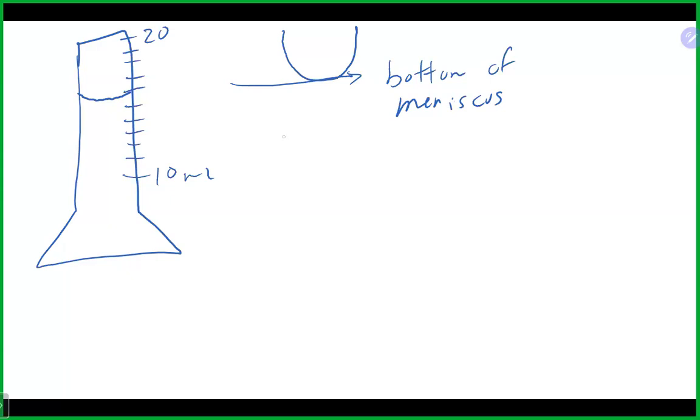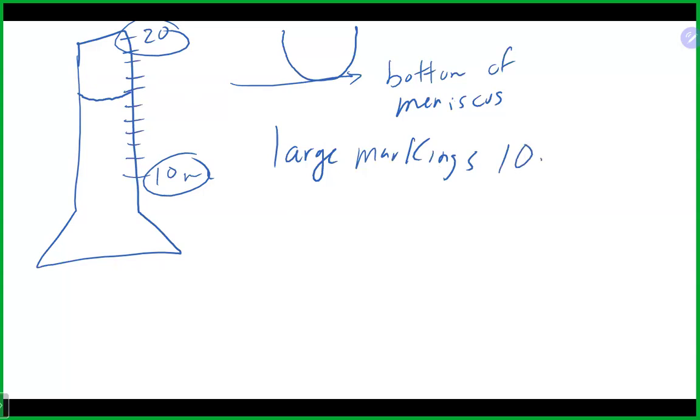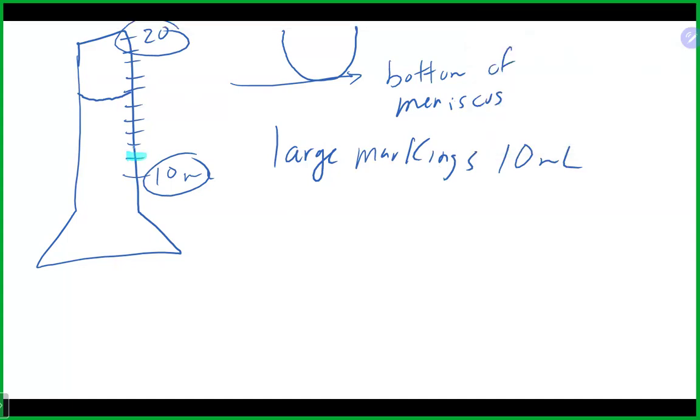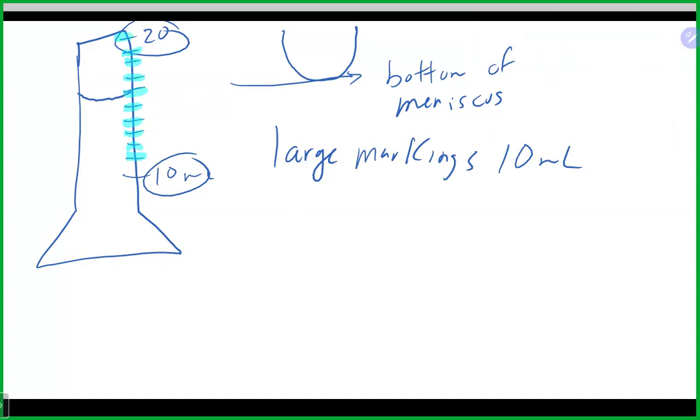So we want to do the same thing here. We want to look at our large markings. And in this case, that is 10 milliliters. That is 20 milliliters. That is a difference of how many milliliters in this case? 20 minus 10 is 10. Yeah, so that's a difference of 10 milliliters. We then want to count our small markings in this case. And again, we got 1, 2, 3, 4, 5, 6, 7, 8, 9, and 10. So we got 10 small markings.